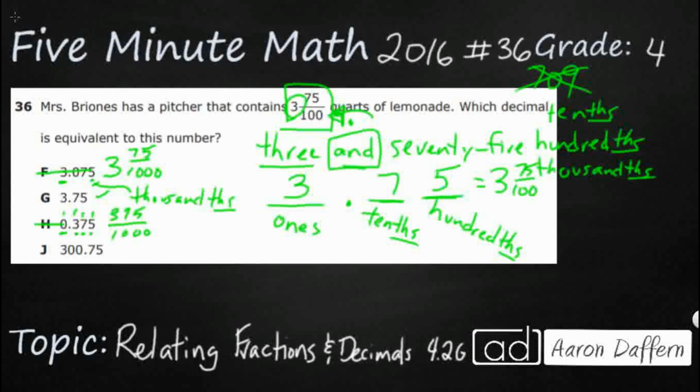And then J is just all over the place. This goes to the ones, tens, hundreds. So we take that whole 300. That's our whole number for a mixed number. And then we've got our 75 hundredths. So that's 75 hundredths, which is what we need. But as you can tell, my whole number shifted from 3 to 300, which is way too large. So J is incorrect. The answer we are looking for is 3.75, G.